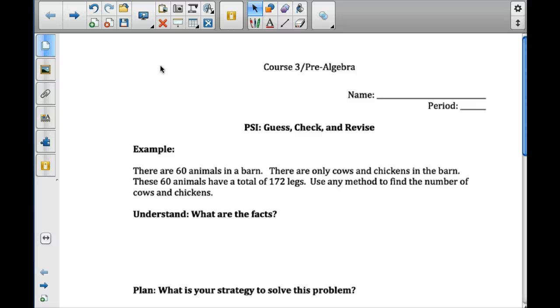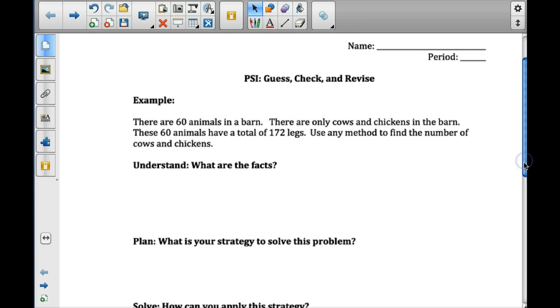Does everybody know how many legs a cow has and a chicken? Cows have 4 and chickens have 2. Kevin gets an A for the day. Okay? We're not talking about any 3-legged cows or 1-legged chickens either. Okay? We're going to assume. What if there's a mutant?